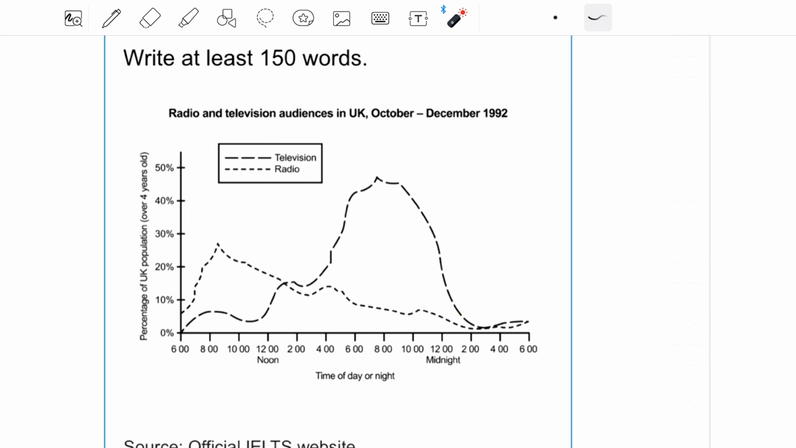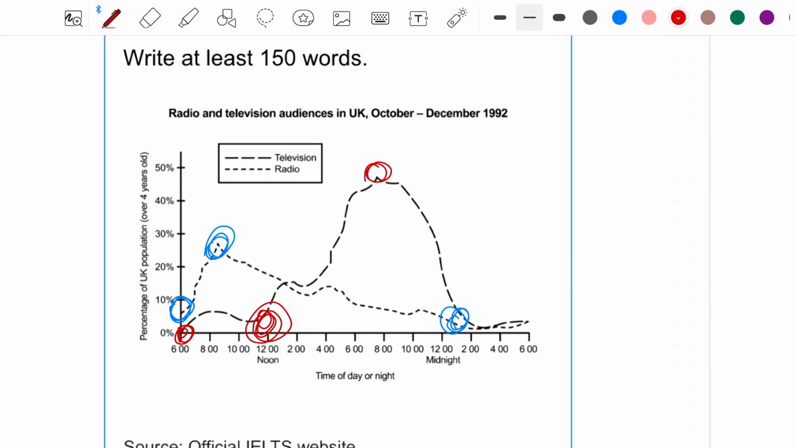So that's about it. All you need to do is just divide the line into 2 or 3 parts. For radio, these are the important parts, and for television, these are the important areas which you need to highlight. And that's about it. Pretty easy, pretty straightforward, nothing really complex.